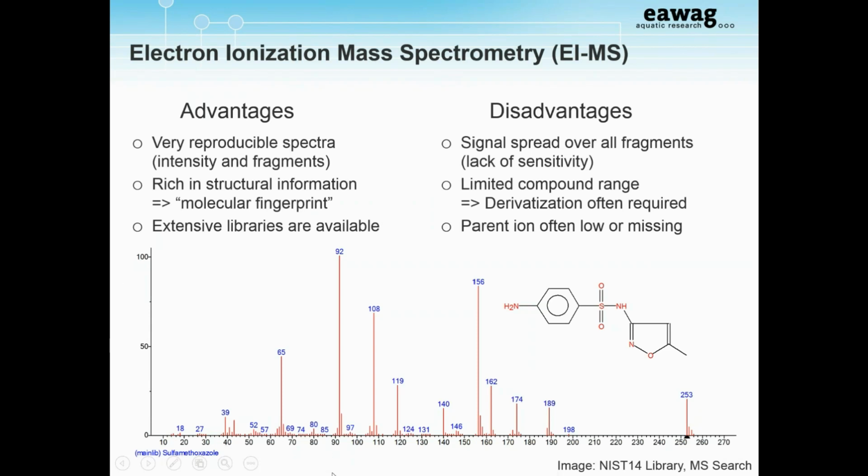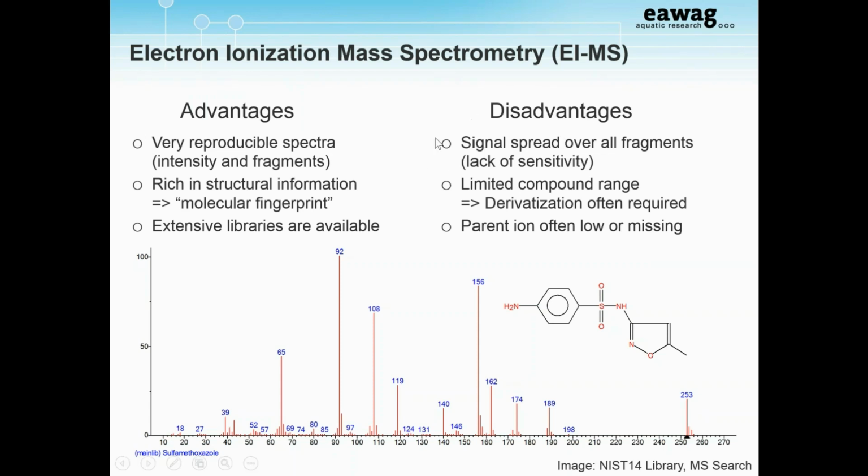You can see also from the spectrum at the bottom of this slide, this is very rich in structural information, and this is where we get this term molecular fingerprint, because you basically get a whole summarized bit of information about your molecule. Another great advantage with EIMS is there are very extensive libraries available, so in terms of identifying quickly with some of these libraries, you can get a lot of progress very quickly.